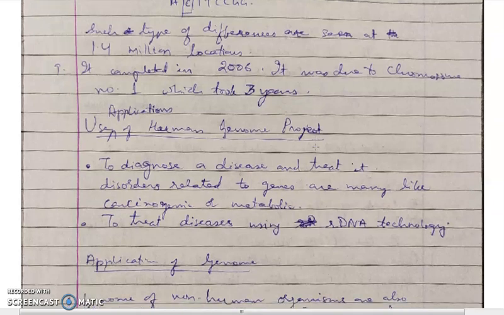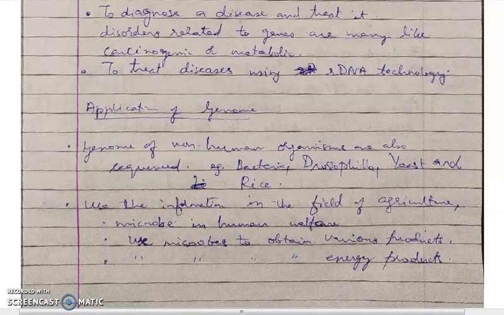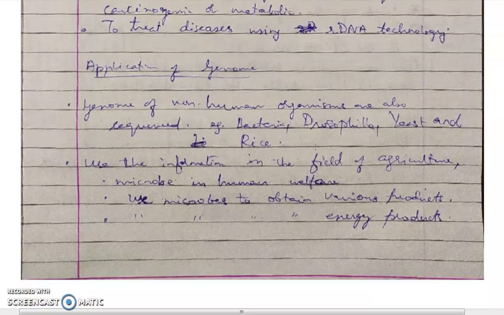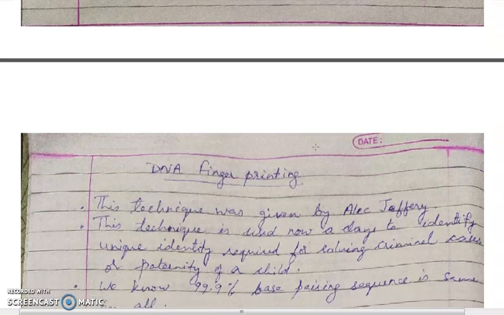Then, application of the genome other than human genome. The genomes of non-human organisms were also sequenced, like that of bacteria, Drosophila, yeast and rice. This information, that is the non-human genome, was used in the field of agriculture, microbes in human welfare, microbes to obtain various products and microbes to obtain energy products. So this was all about the human genome.